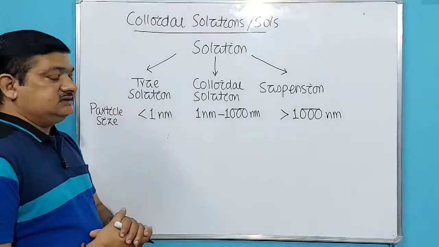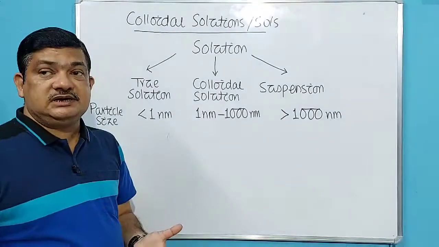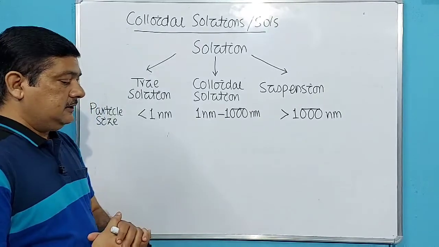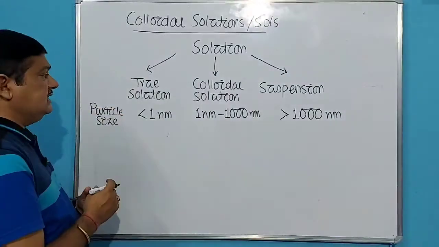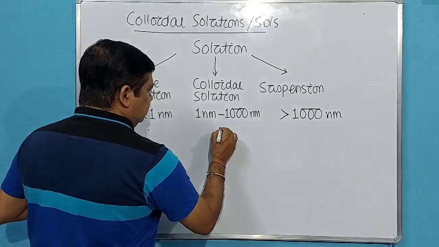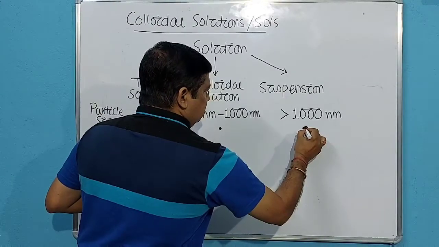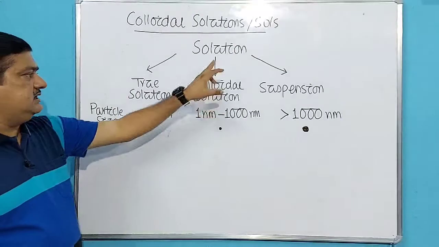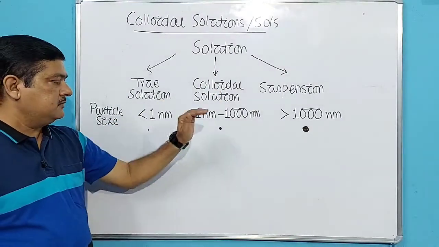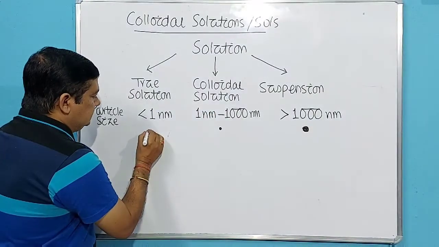Okay, so let us see what are the different properties of these three, how they can be differentiated from each other, how they are different from each other. Let us discuss these things. First thing, here the particle size is the smallest one. Here the particle size is the medium one. And here the particle size is the bigger one. In this chapter, we will mainly discuss colloidal solutions or colloids or sols. So first, how can we differentiate between them?